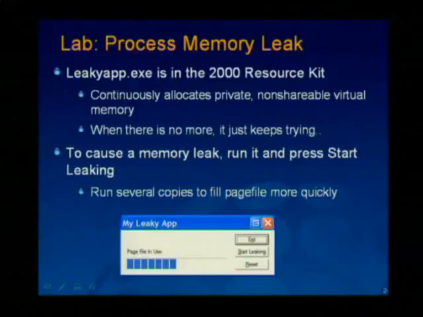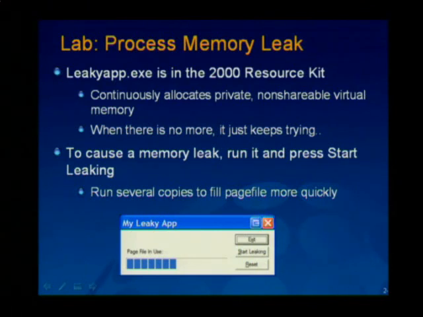Leaky App is a tool in the resource kit that continuously allocates memory. So it's just basically creating private memory, and it does that until there is no more. And instead of reporting an error, it just continues to allocate memory. So if you exit something, it will soak up the free memory that's been freed. It just constantly is grabbing private virtual memory. So if you'd like to see that message box and kind of see what happens to your system when your system commit limit is reached, then you can run Leaky App.